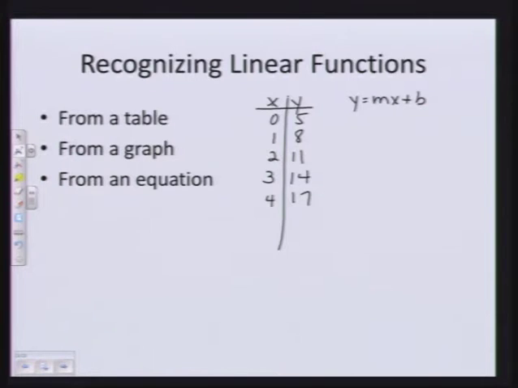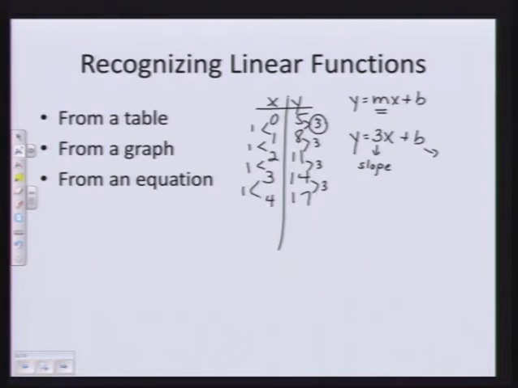Well, the thing I look for in the table is that constant rate of change. As the x values are going up by 1 each time, what's happening over here to the y values? They're going up by 3 each time. So it's that constant difference that lets me know it's a linear function. Furthermore, where does that constant difference go in the equation? That's the slope. That's the rate of change. So I would have y is equal to 3x plus b. That constant rate of change is the slope.